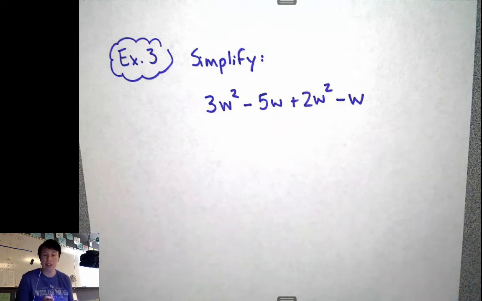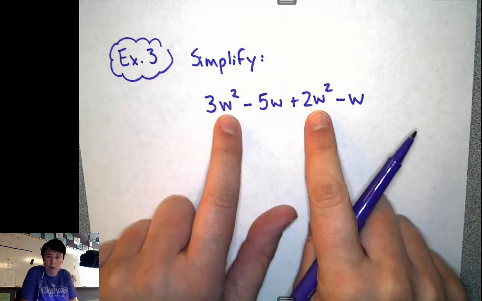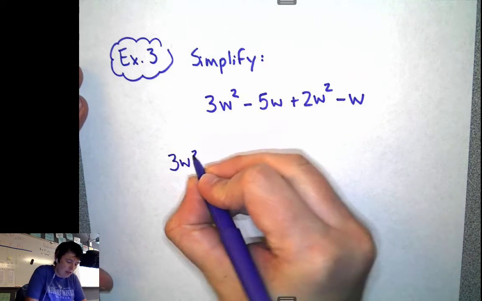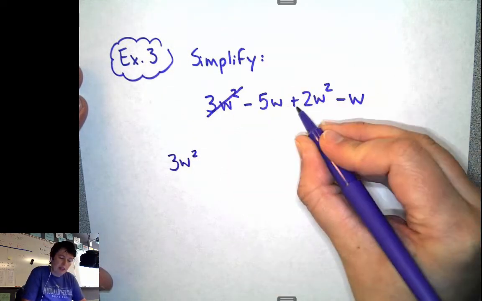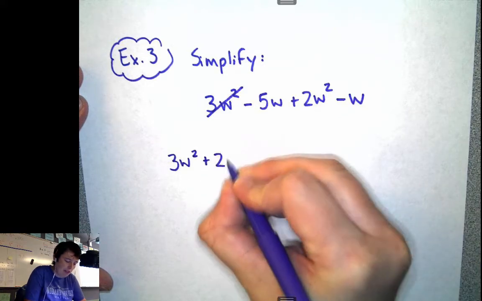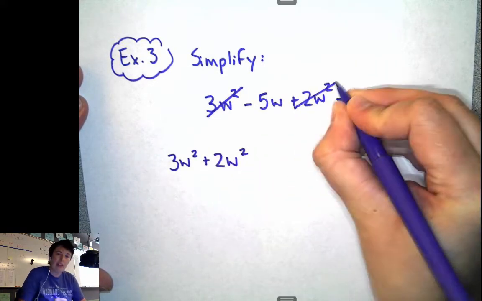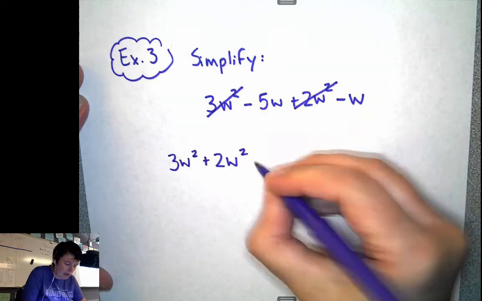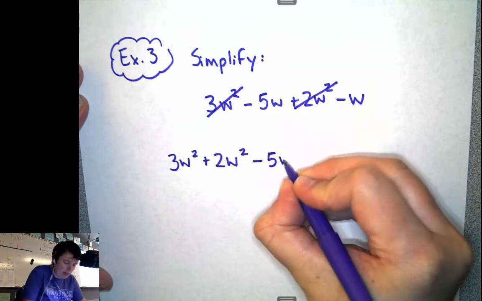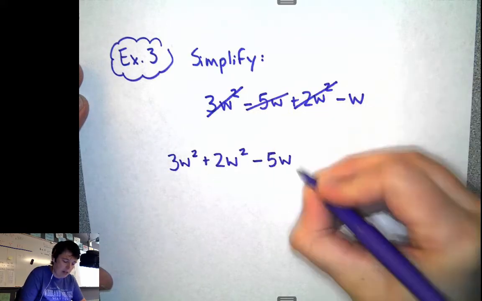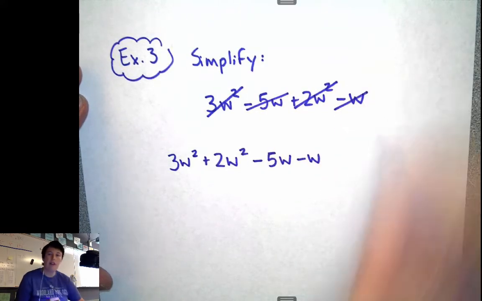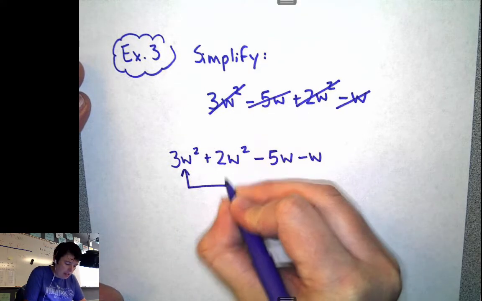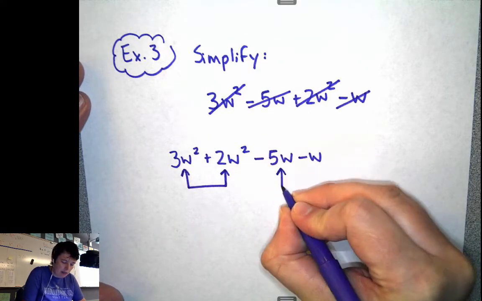Okay, let's rearrange it. Let's get like terms together. So w squareds are like terms. So I see a 3w squared, which I'll cross out, and I see a plus 2w squared, which I'll cross out. I also see a negative 5w and a negative w. Those are like terms. Minus 5w, that's this one, and minus w, that's this one. And now we've got it rearranged, we just have to combine. So we are going to combine these, and we are going to combine these.